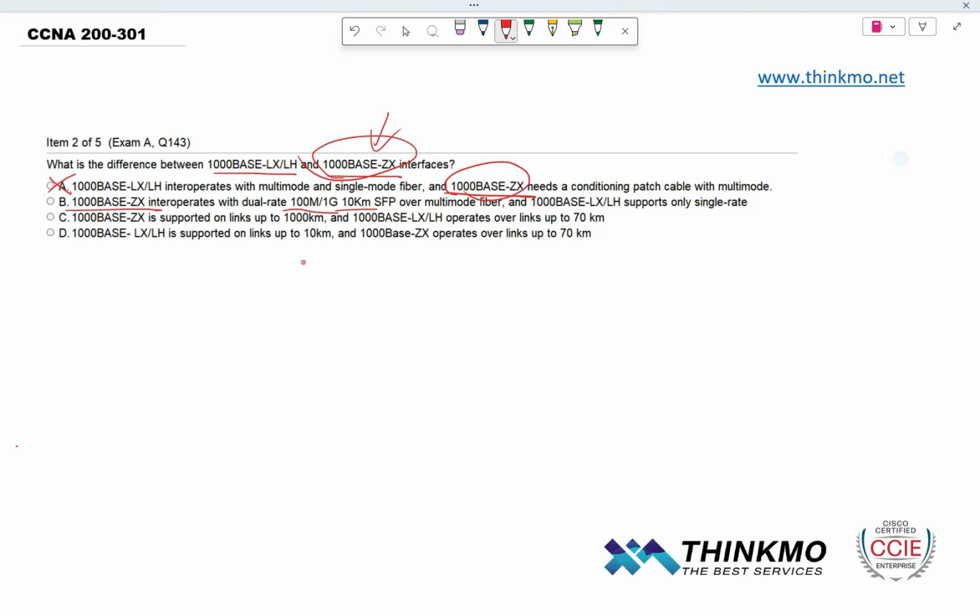It says that during the interoperability of this multi-mode fiber, this type only supports a single rate. So this single rate is also incorrect, as it does not support 100 Mbps. The error lies here, as it does not support this interoperability. Therefore, option B is also wrong. Now let us carefully examine option C.